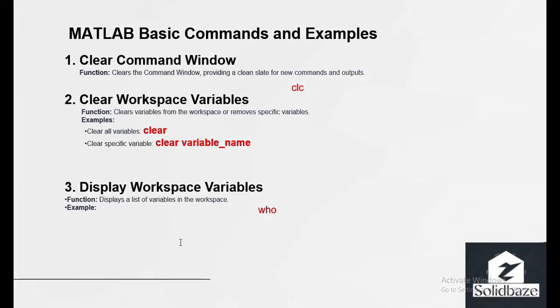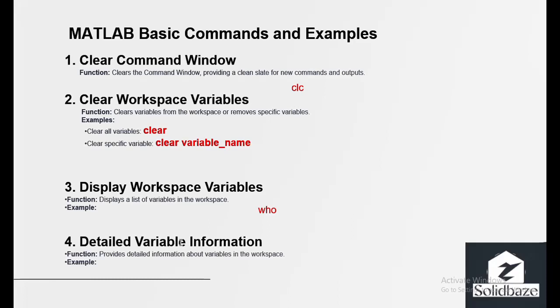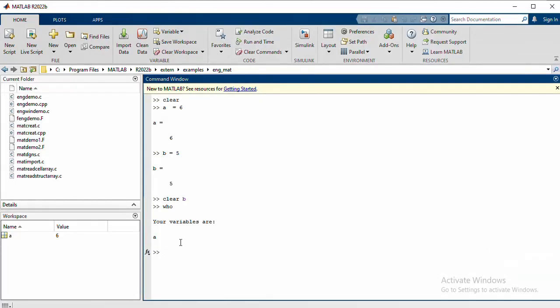Then we move to the next, which is detail variable information. Now this provides detailed information about the variable in the workspace. The command we use for this is whos. Now when we type whos, it gives us further information about the variable in our workspace. This time it gives us the size, the bytes, and the class of the variable and possibly the attributes.